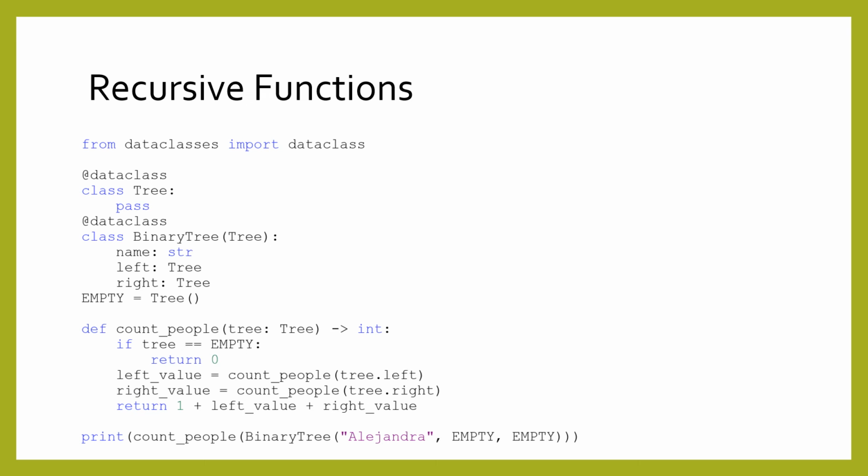We count the number of people on the left and store the result in a variable, then we do the same for the right. After both sides have been counted, we combine those results with 1, representing the person in this node of the tree, and return the result.